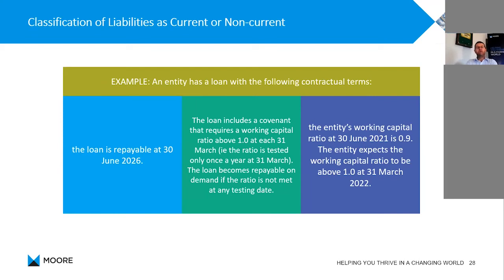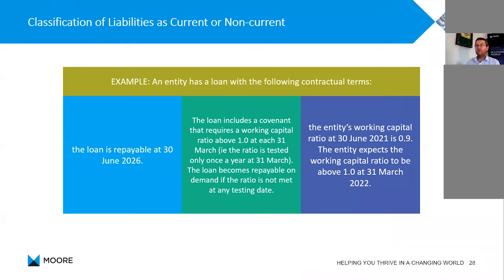So the first example they had is that the loan was repayable at 30 June 2026. The loan included a covenant which required a working capital ratio above 1 at 31 March. And it was only tested at 31 March. I guess in itself, that's probably an unusual fact pattern. And they're a June year end. And as at 30 June 2021, their working capital is 0.9. So if you use the approach that there was no covenant test at 30 June, so therefore there's been no breach as at 30 June, arguably they had a right to defer beyond 12 months. Expectations about what's going to happen, who really cares, but the entity did have an expectation that they would have a working capital ratio above 1 at 31 March. So in the past, you might have classified that as non-current.